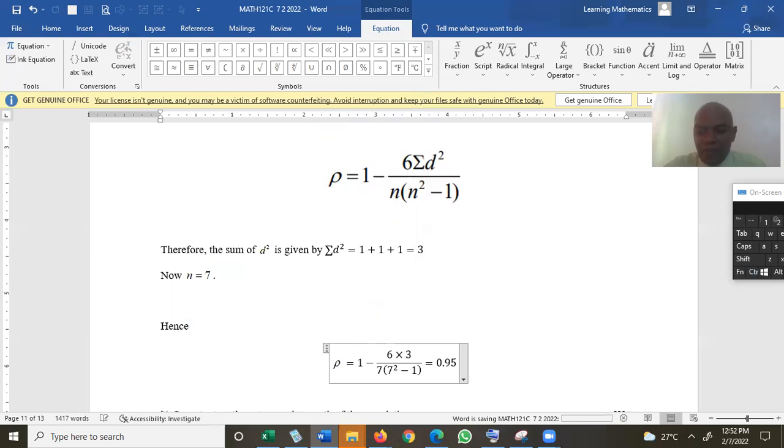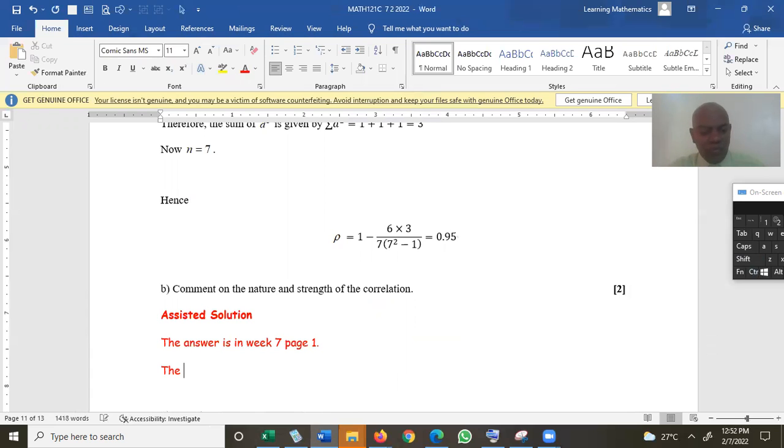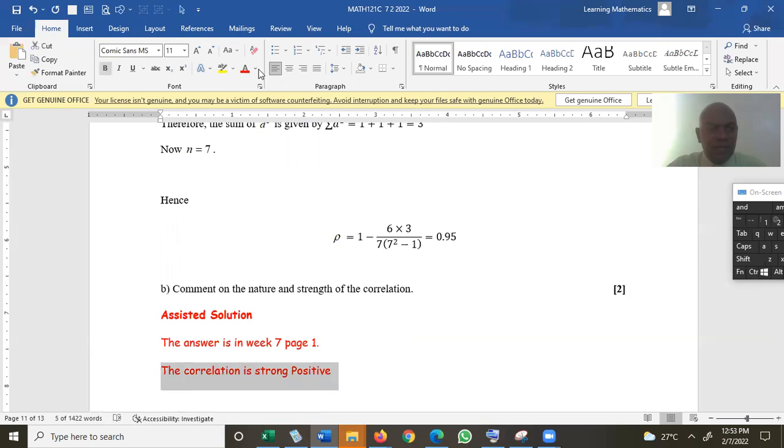0.95. Okay. And since 0.95 is more than 0.5 and it's a positive number, then we can see the correlation is strong positive. Yes. Correlation according to Spearman.